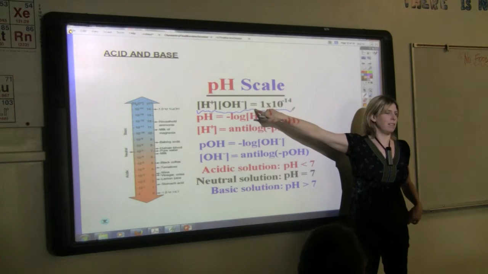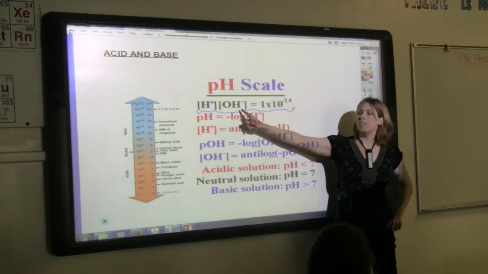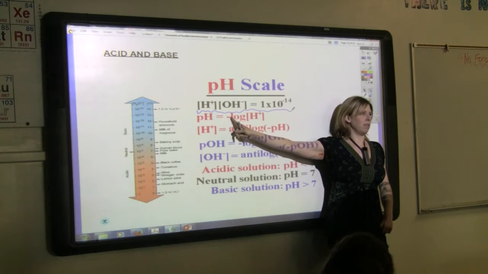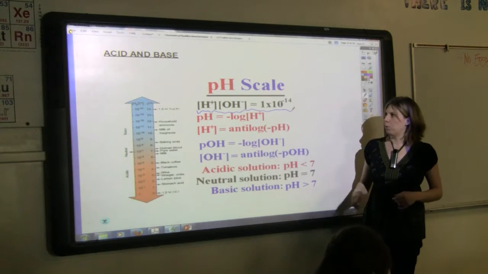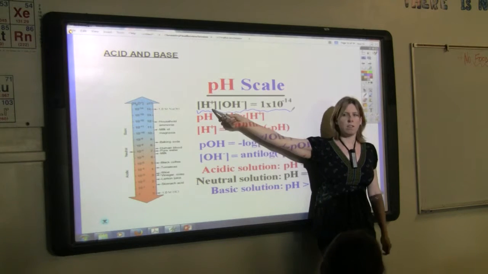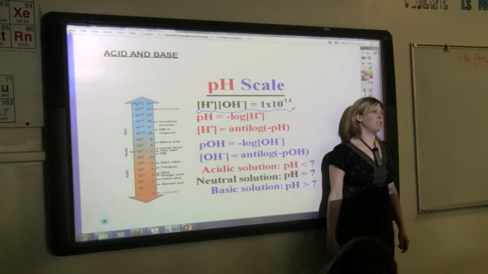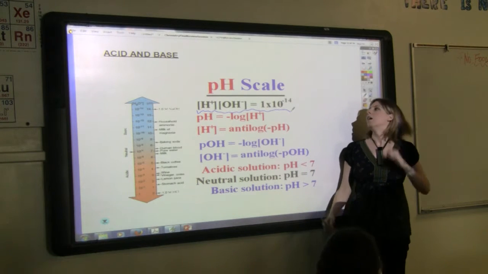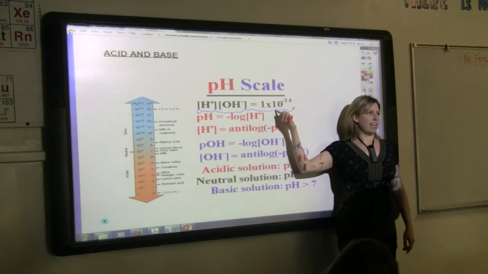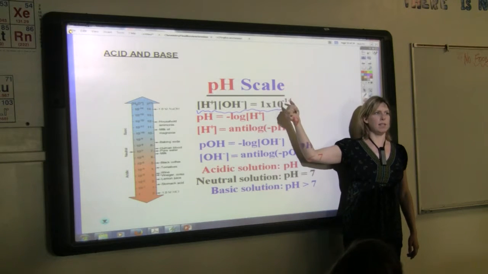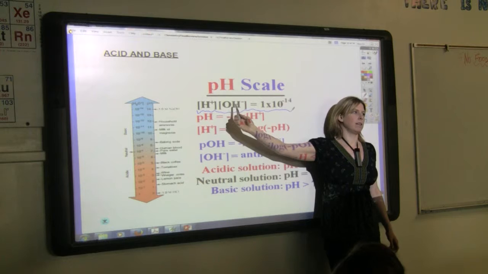I know some of you guys had problems with this. This is an equation to help you find the concentration of the one you weren't given. So there's a couple ways it can be used. I can give you the concentration of the hydrogen ions and ask, what's the concentration of the OH ions? And you could set that equal to 1 times 10 to the negative 14, because it's always 1 times 10 to the negative 14, this times that, for a solution.